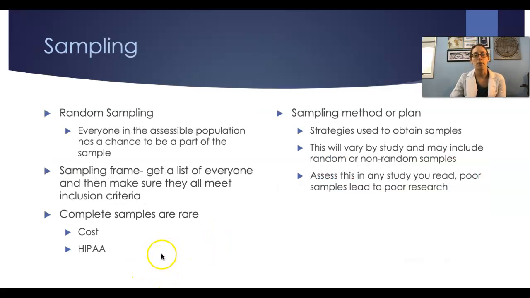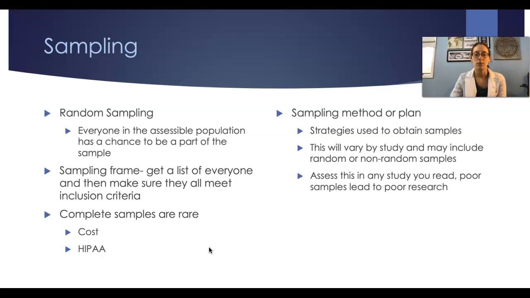So let's talk about the types of sampling. Random sampling means everybody in the population has the same chance to be a part of the sample. This would be great if we could do this consistently between groups, but it's not always possible. So our goal then is to get a sampling frame. We want a list of everyone and then to make sure that they all meet those inclusion criteria. We try to narrow our sample down so that we're actually measuring the object we're trying to measure and not generalized characteristics of the population.